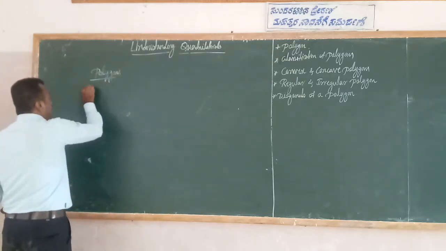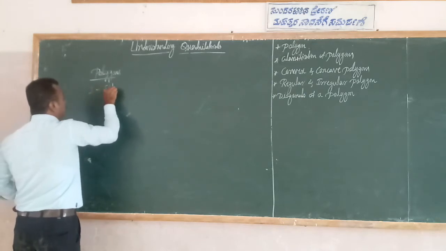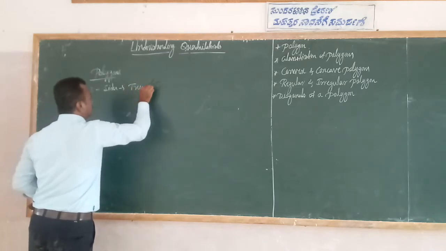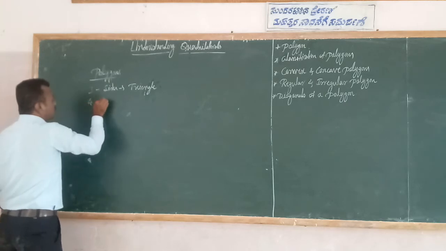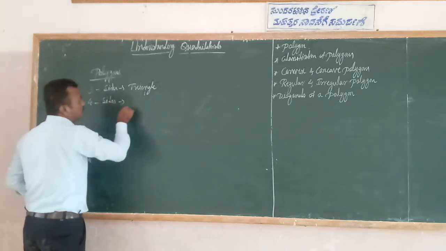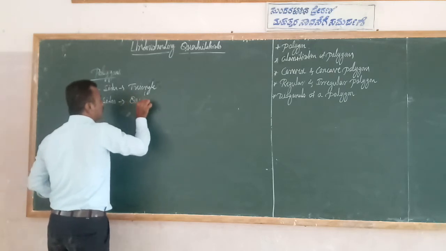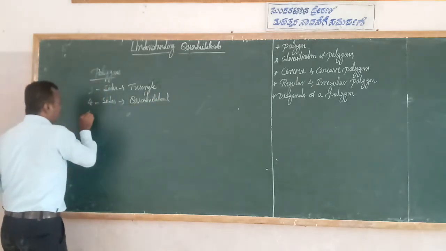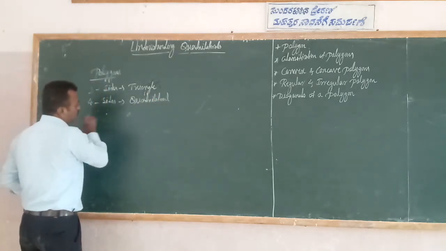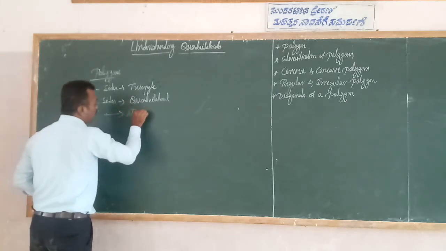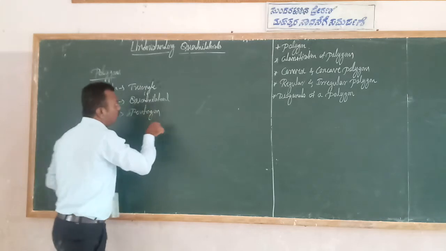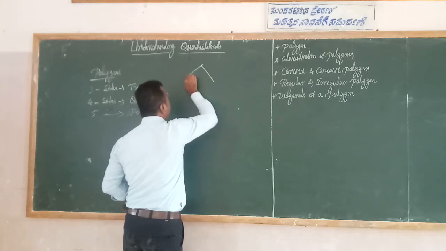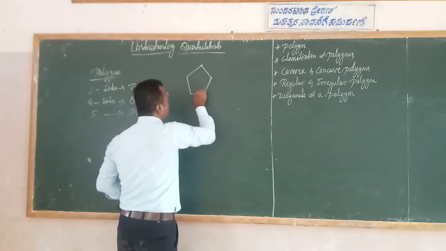Yes, students. Three sides we call what? Triangle. Correct? Like that, four sides we call a quadrilateral. Like that, five sides we call a pentagon. How do you write the pentagon? Like this. So this is the pentagon.